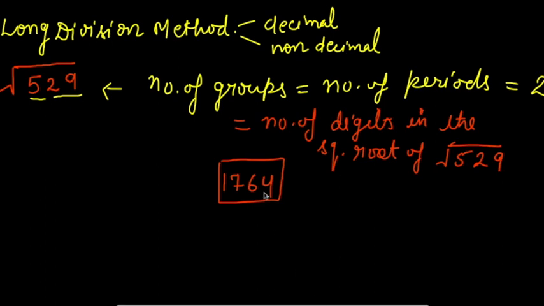So no need to do the square root. Rather, what you will do is start making the periods. How many periods are there? 2 periods. It means in the square root of 1764, the digits will be 2. That is how you can directly calculate the answer. Okay. Now let's learn how to calculate the square root using the long division method. If you want to note it down, please pause the video and note it down.